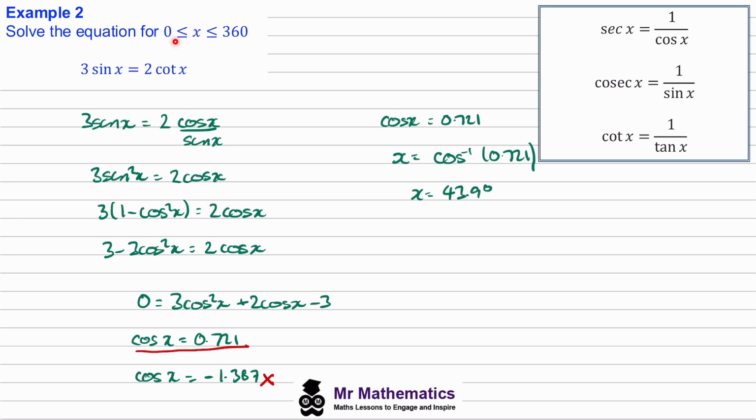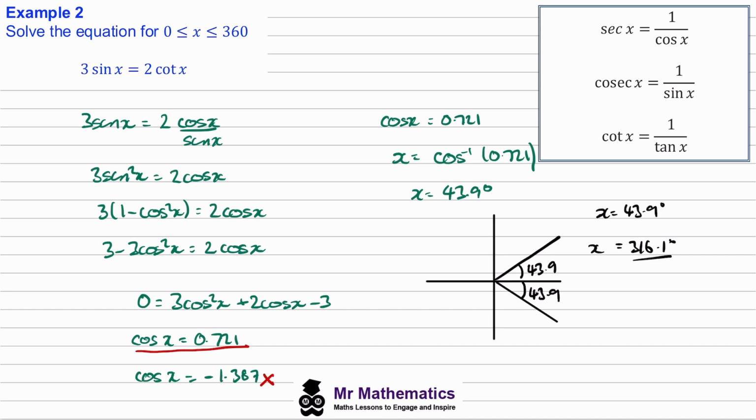But within the range of 0 to 360, we'll draw a CAST diagram. We know we're looking at a positive, so we'll be in the first quadrant. And the other solution will be in this quadrant where cos is also positive. So we'll have 43.9 degrees here. So x will equal 43.9. And then within our range, we've got the 360 minus that 43.9, which is 316.1 degrees. Okay?